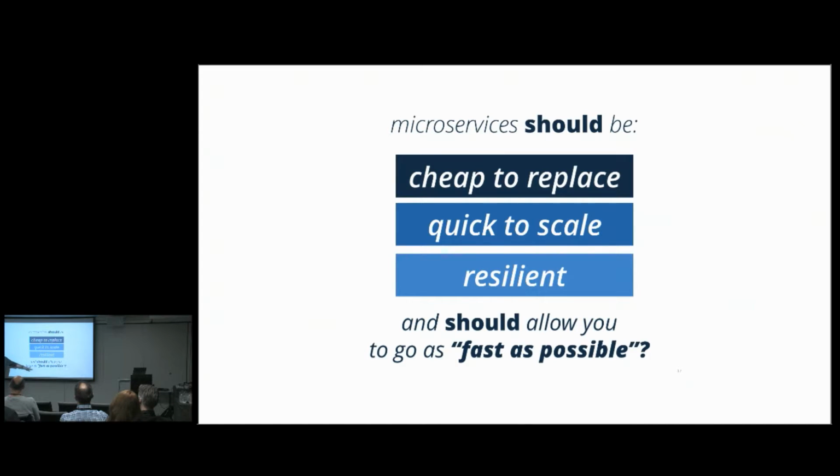So this is the promise. We want to build stuff that's cheap to replace. We want to be able to scale things quickly. We want to be resilient in the face of imperfect networks. The internet is not a 5 nines fabric, after all. We all know this. Unless you're Google, in which case maybe it is. We should be able to go as fast as possible.